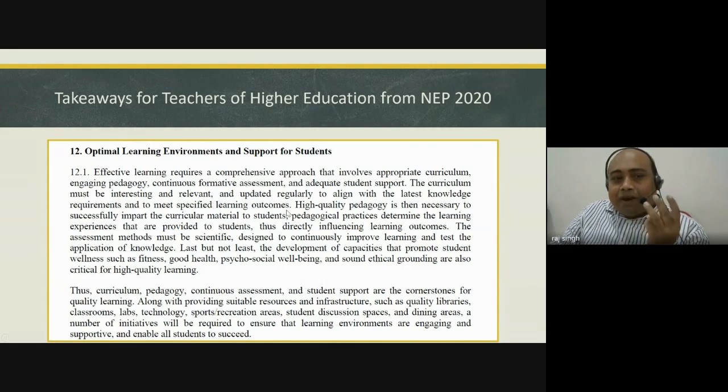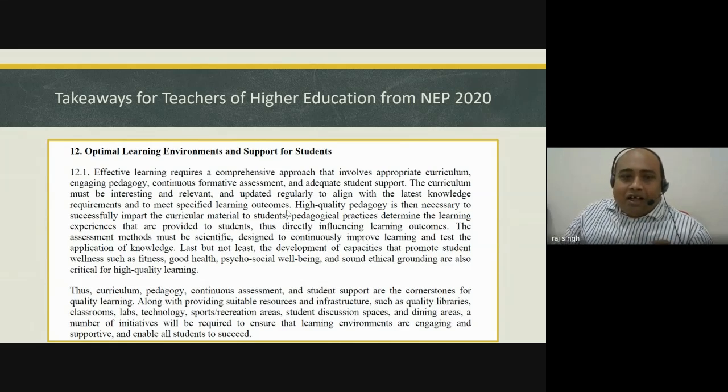First, pedagogy, engaging. It means for higher education, it should be subject oriented. I will explain what engaging means. Continuous formative assessment. What is formative assessment? We have to do it in our classes. Do we have formative assessment? If any one of you is using it, let me know, you can type it.